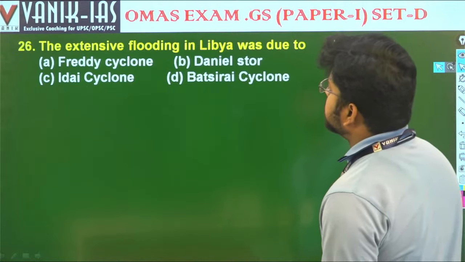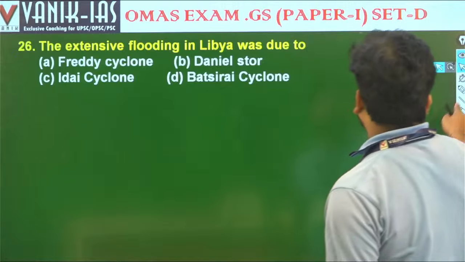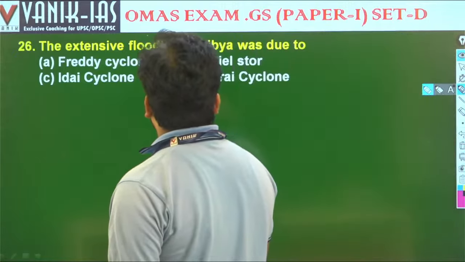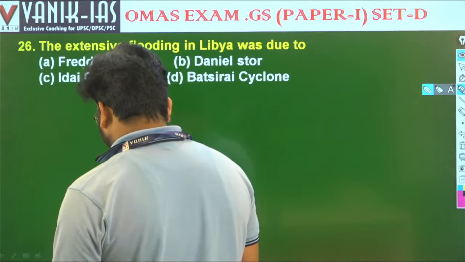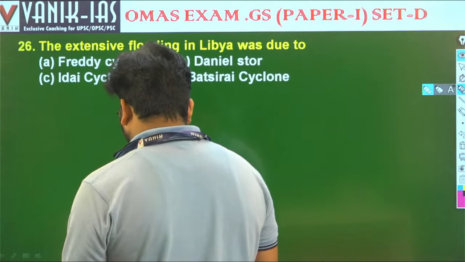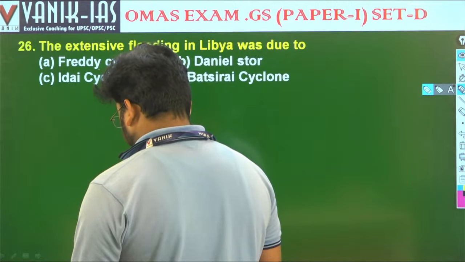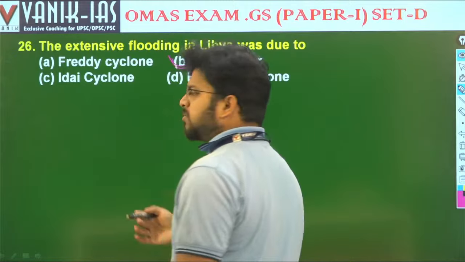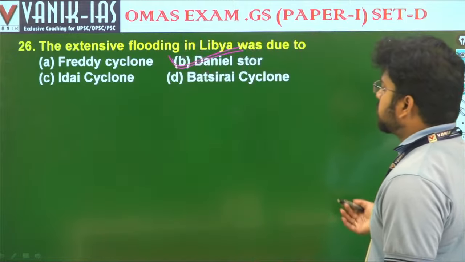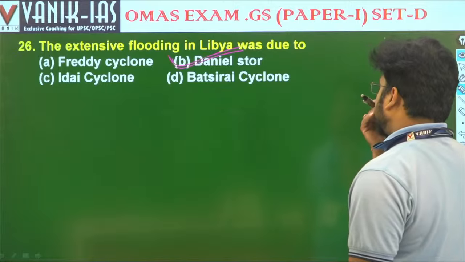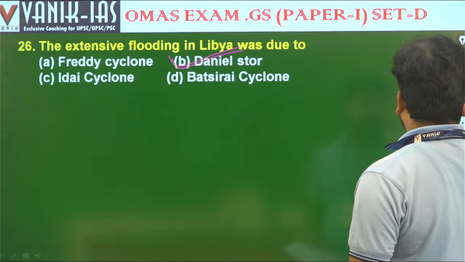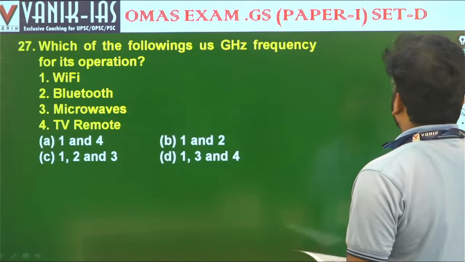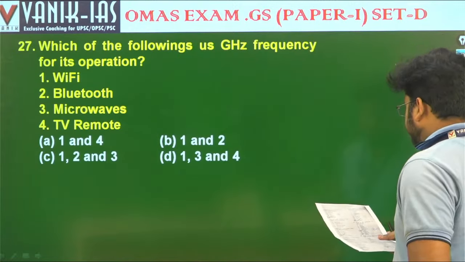The extensive flooding in Libya, recently in the news in September. This is the Derna flood; at least 5000 people died in this storm, that is Storm Daniel. Almost 5000 people died just last month. It was in the news. B is the answer. Direct question, no analysis is required.